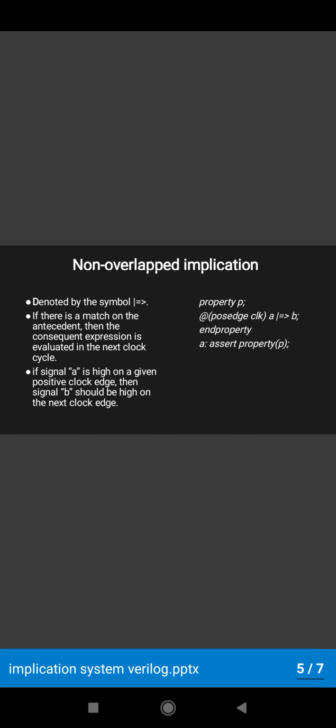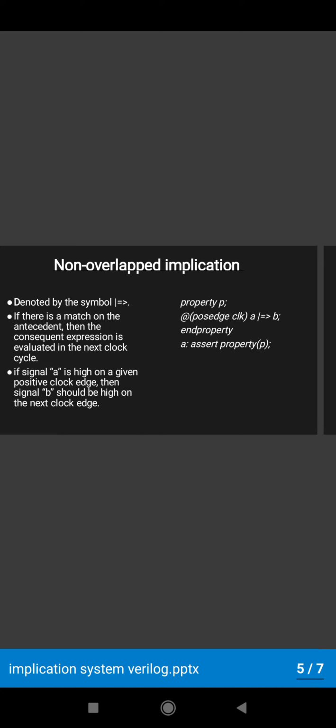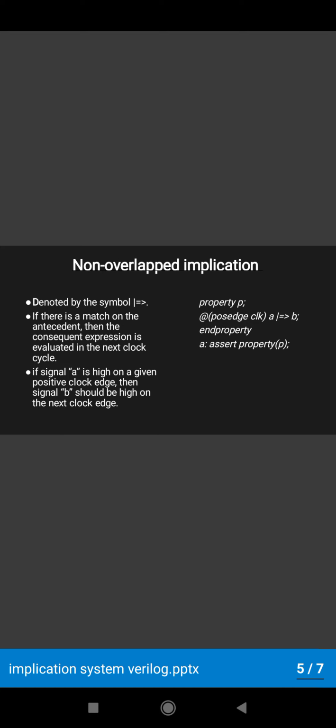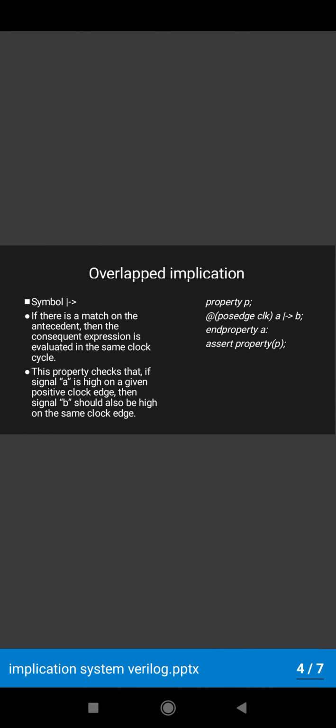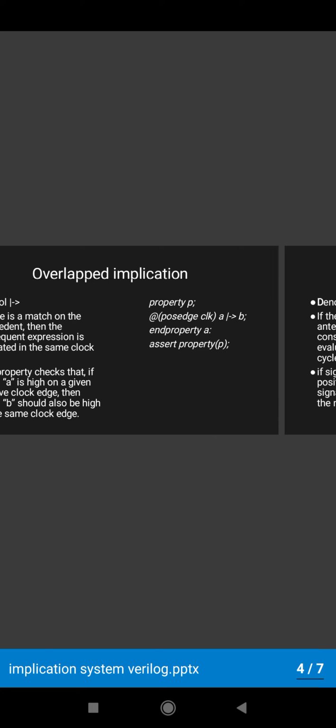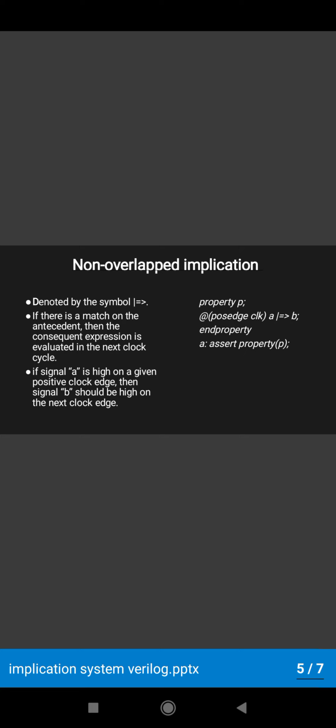Here again we have a property named P. If signal A is high on a given clock edge, then signal B should be high on the next clock edge. This is non-overlapped. If we go back to overlapped, we saw that if signal A is high on a given positive clock edge, then B should also be high on the same clock edge. That was overlapped. But in non-overlapped, if signal A is high on a given positive clock edge, then B will be high on the next clock edge.